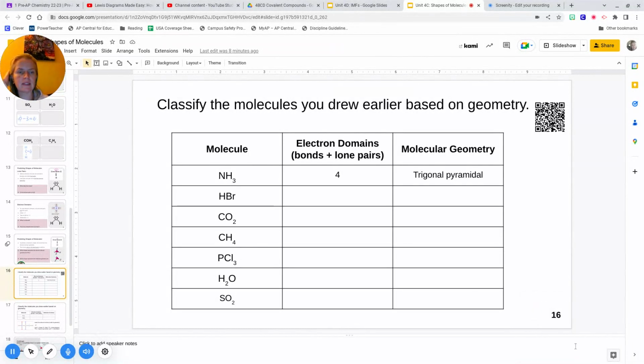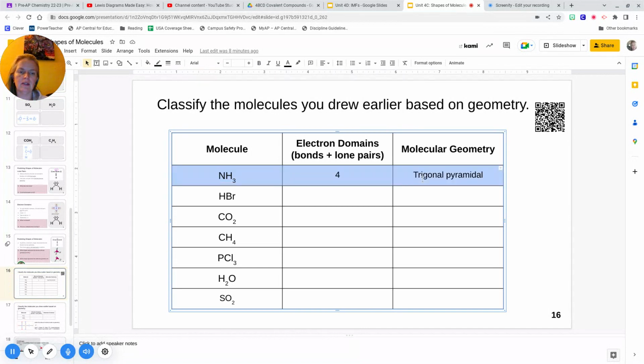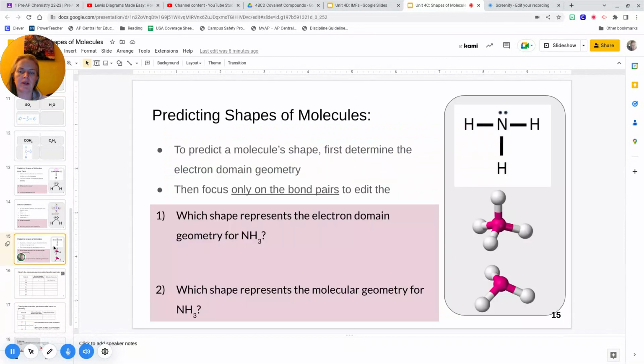So next we're going to practice predicting the molecular geometry for the diagrams that we drew earlier. We already did NH3 as the example on the previous slide. It had 4 electron domains, but one of the domains was a lone pair. So if we erase that portion of the tetrahedral shape, what we have left is trigonal pyramidal. Trigonal pyramidal is tetrahedral with one part removed.